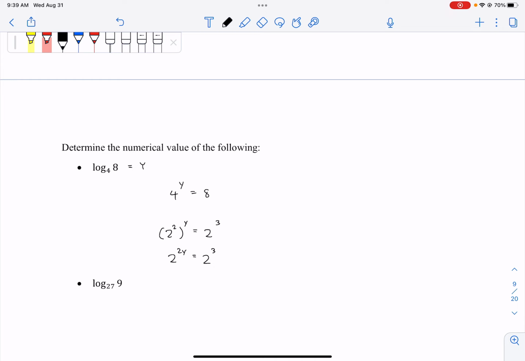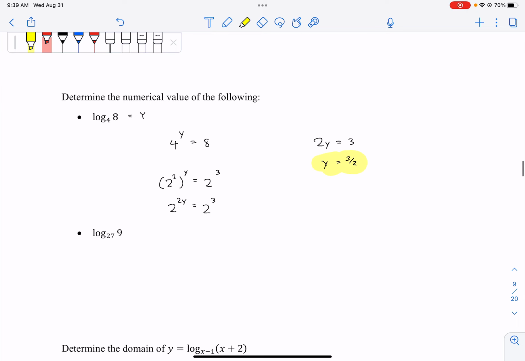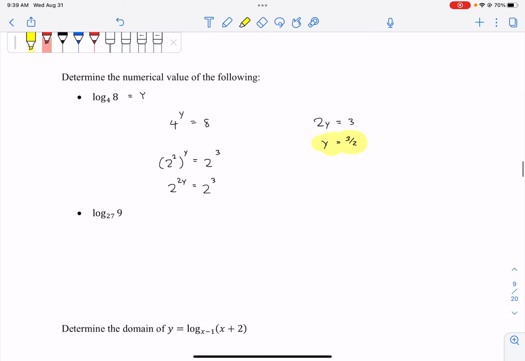And if you took Math 10 before, you might have learned this earlier, but because the bases are the same, we can just equate the exponents. So 2y is equal to 3, y is equal to 3 over 2. We're going to do the same thing for the next one. Log base 27 of 9, what does that equal to? Okay, we'll call this y again, or any other letter, doesn't matter.